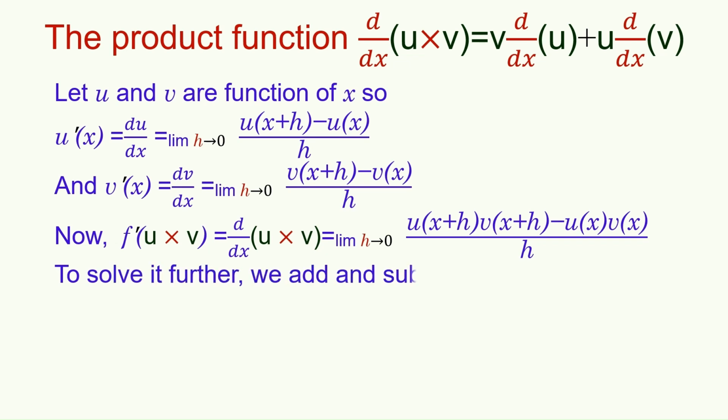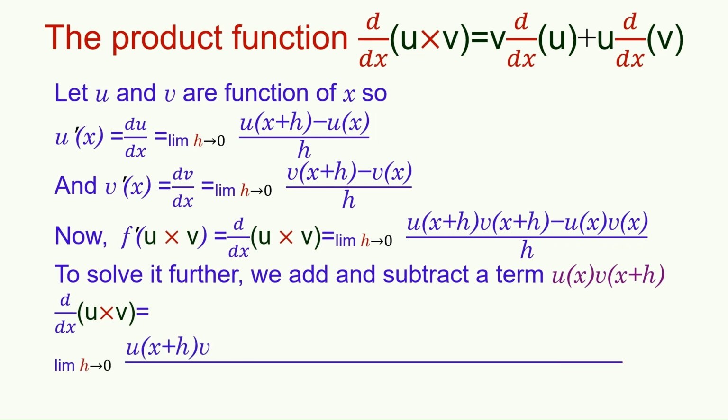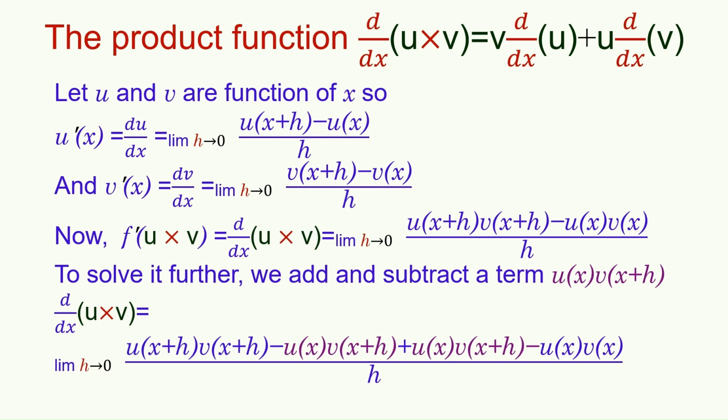To solve it further, we add and subtract a term u x v x plus h. Therefore d dx u times v equals limit h tends to 0 u x plus h v x plus h minus u x v x plus h plus u x v x plus h minus u x v x whole divided by h. Rearrange the terms and take the common factor out.